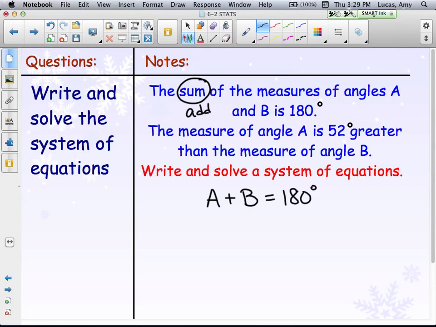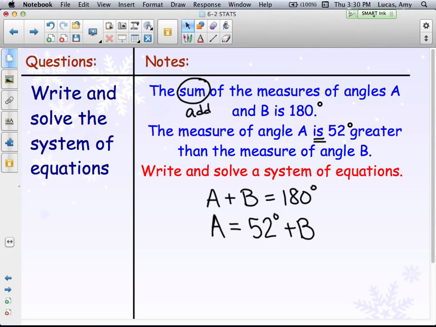The measure of angle A is, the word is my equal sign. So angle A is 52 greater than, 52 greater than. Greater than in this situation means plus, not a greater than symbol. So 52 greater than or 52 more than angle B. Okay, I've got my system.